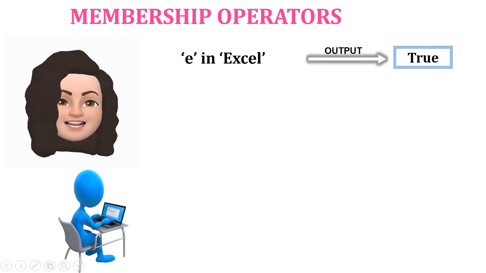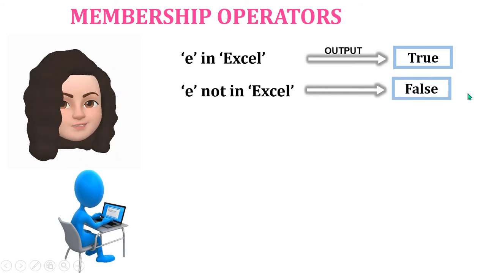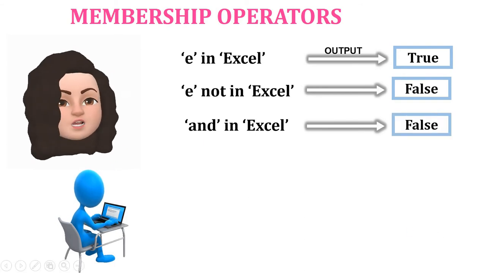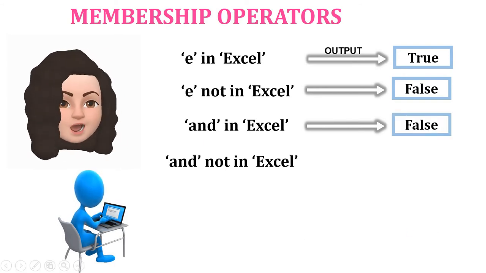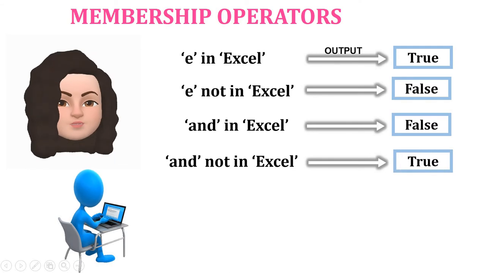Now the next one, "E" not in "Excel". So E is present in Excel. So when you are using the not in operator, if it is present, it returns false. Now "and" in "Excel". This substring "and" is not present in the string Excel, hence it returns false. "and" not in "Excel". Here "and" is not present in the string Excel. So this not in operator will give you true.